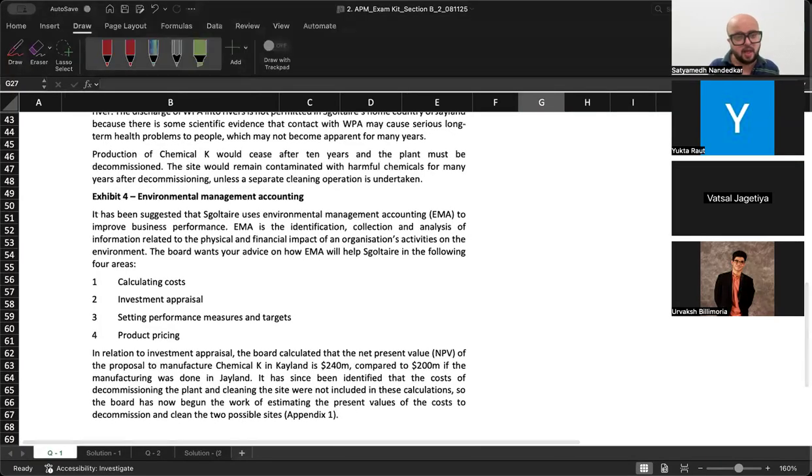Investment appraisal. How does environmental management accounting help in investment appraisal? Don't you think it will help you to ensure that all the environment related costs are included in investment appraisal? Right? आपका NPV calculation did not include right now, for example, the present value of decommissioning. If you are using environmental management accounting, it will include all the relevant cost, right? Yes.